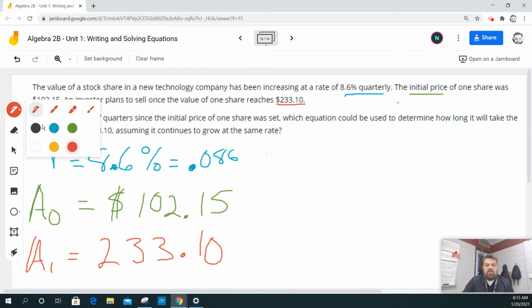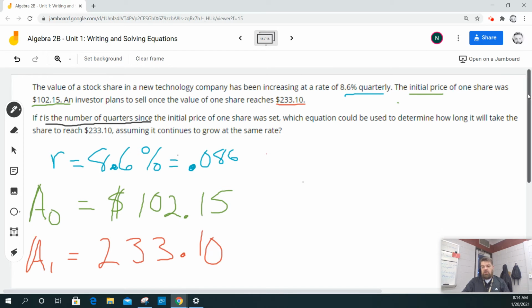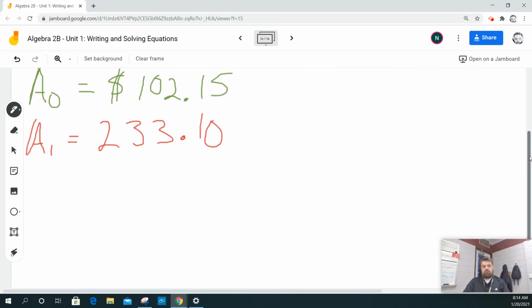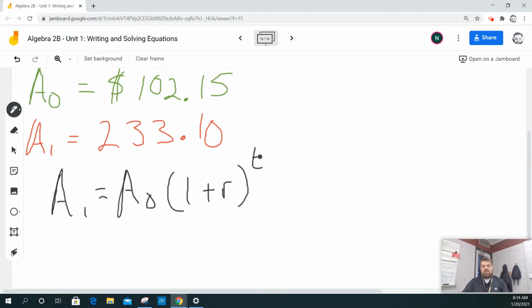And then lastly, they tell us that t is the number of quarters since the initial price was set, right? Which equation could be used to determine how long it will take, assuming that the growth rate stays the same. Okay, so we're going to plug this in. I've got A1 is equal to A naught times 1 plus the rate raised to t.